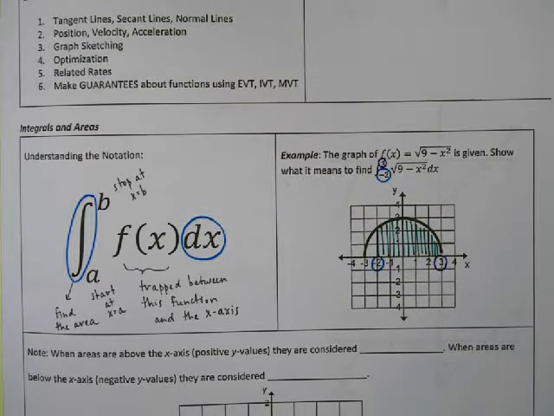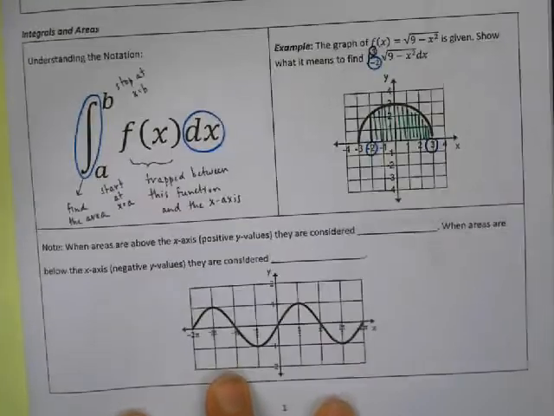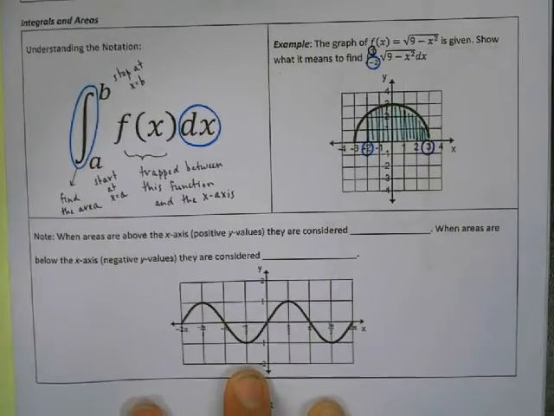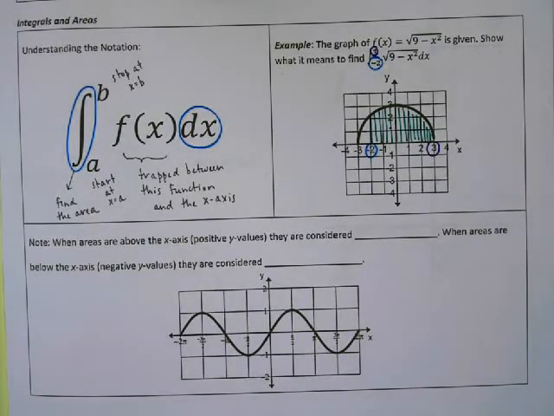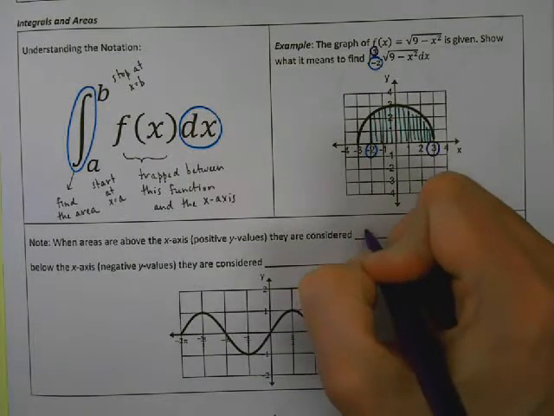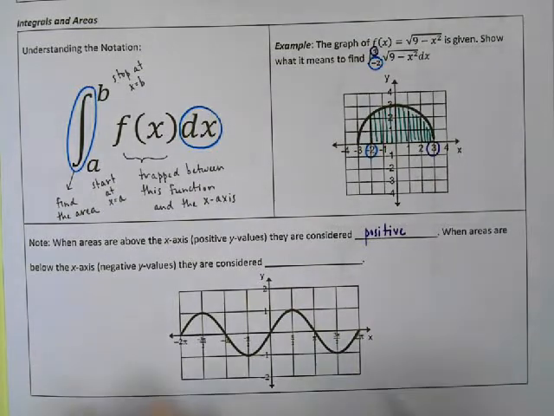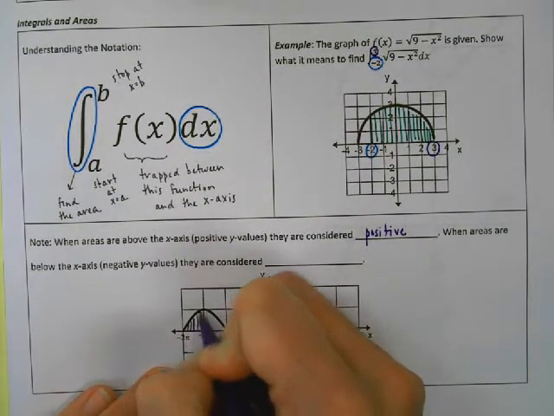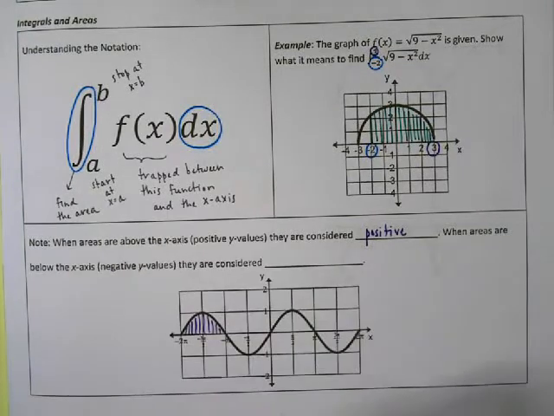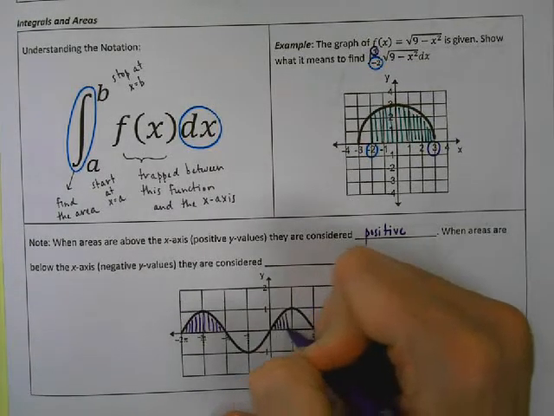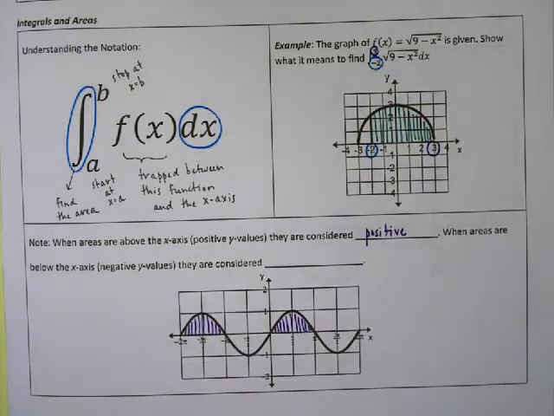Last thing before we actually go and calculate the values of these integrals is this note down at the bottom of the page. It says, note, when areas are above the x-axis, they have positive y values, they are considered positive. Those areas are going to be positive areas. So here, the area trapped between that curve and the x-axis is positive, and this one would be positive as well. So the values of those integrals would be positive.